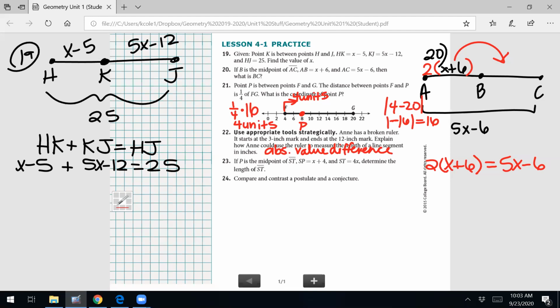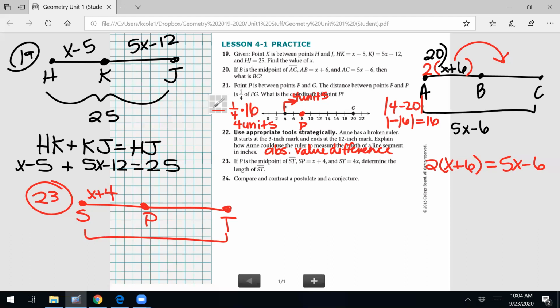23. If P is the midpoint of ST, SP equals X plus 4, and ST equals 4X. Determine the length of ST. Okay, so 23, we know that this is S, we know that this is T, and P is the midpoint, okay? So it says X plus 4 is SP, and we know that ST, the entire thing, is 4X. They want you to determine ST.